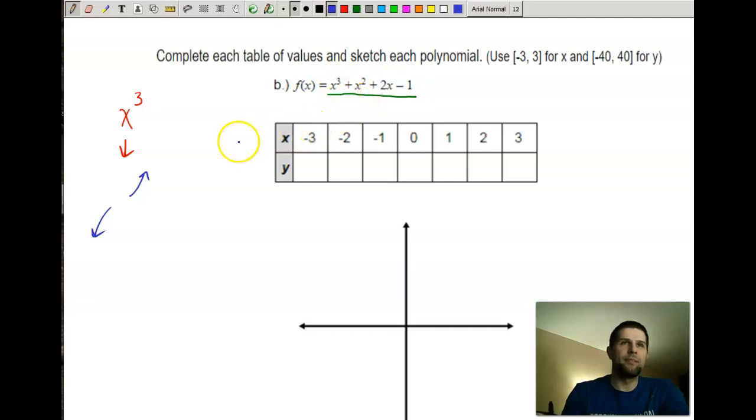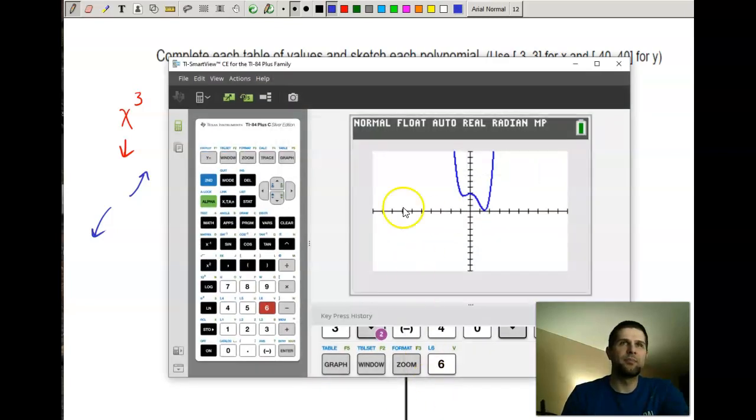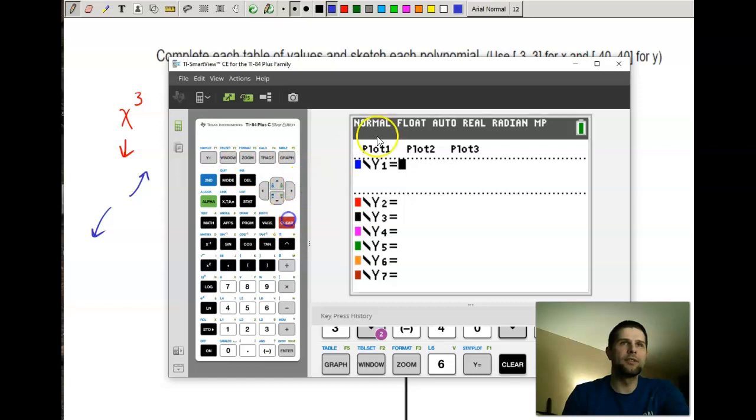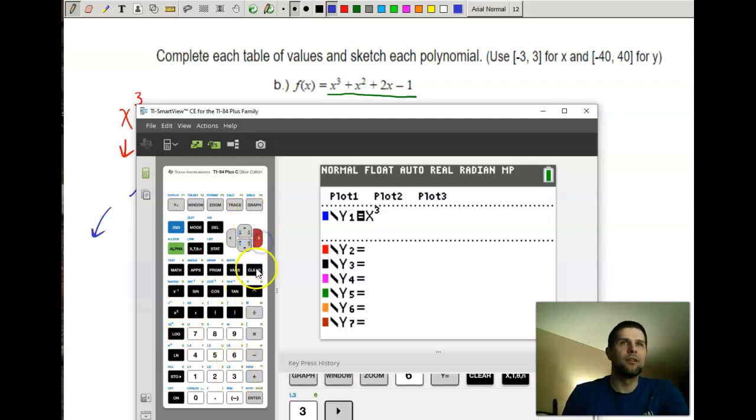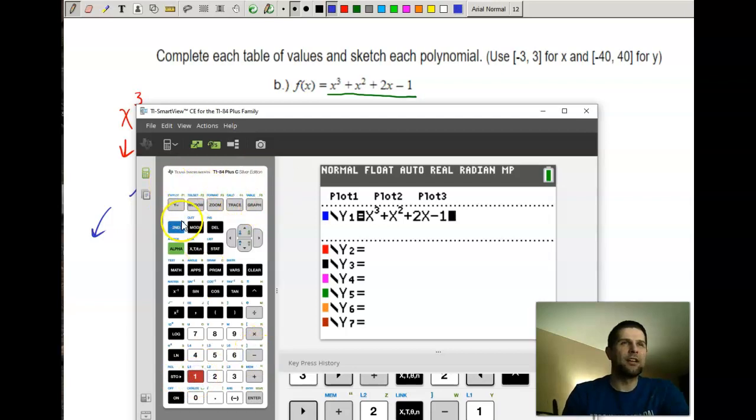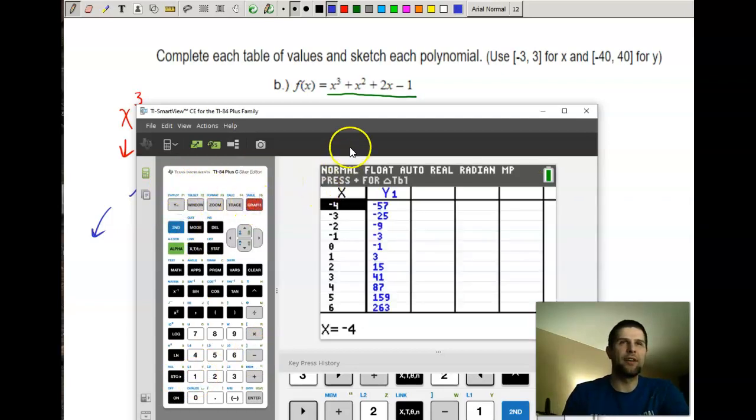So I need to make my table of values, and I'm going to plug in all of these x values and get the y values. So I'm going to use my calculator to speed this up. I'm going to go to y equals, and I'm going to plug in the function as x cubed plus x squared plus 2x minus 1. And so we're going to fill in these details by looking at the table of values.